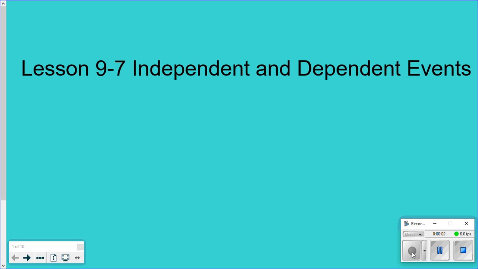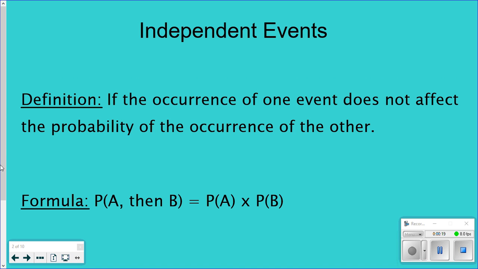Independent and dependent events. Like I said, this is the last lesson of the chapter. We'll take a test next week. Taking good notes today is essential. It's important, so you know the difference between these two things. Okay. So first, we're going to talk about independent events and what they are.